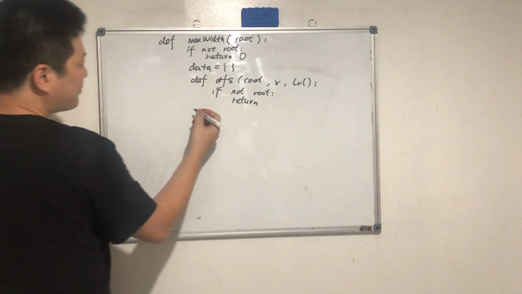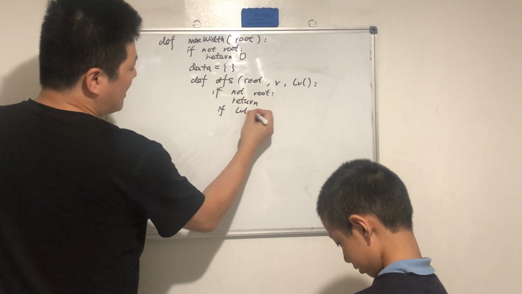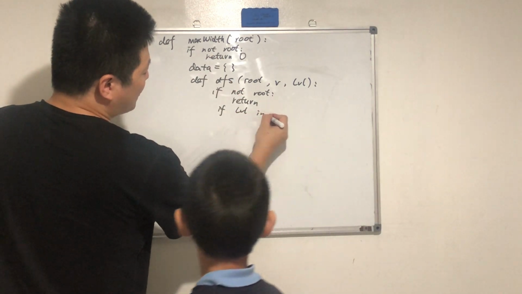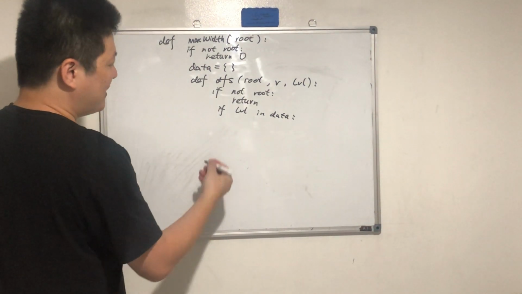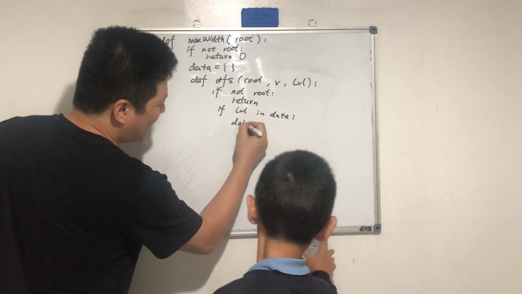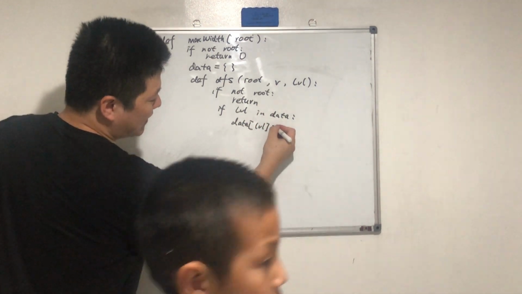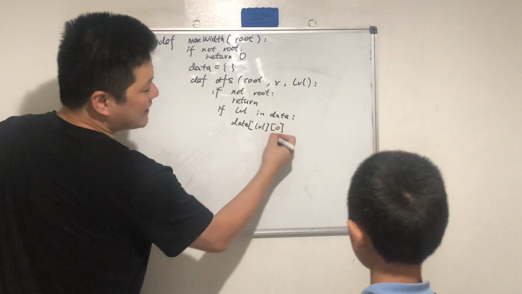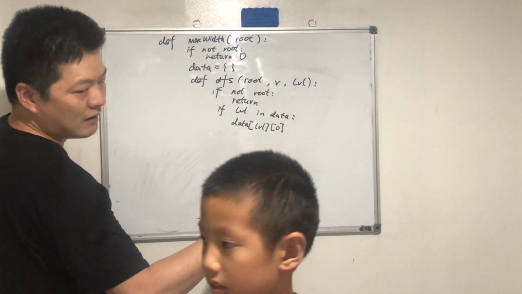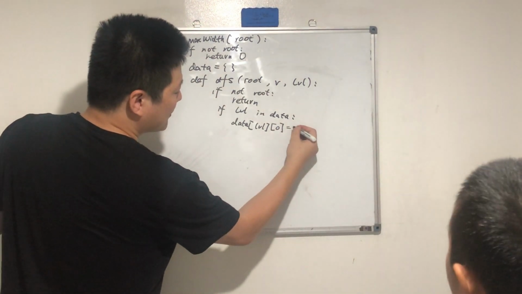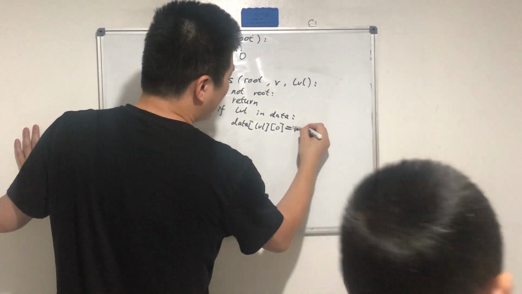Now we got this level. If level in data, what does it mean? It means we have visited this before, right? Then data at level: this is the key, and the value is what? Let's say 0 is the left and 1 is the right. Equals what? The max. 0 will be the left, it will be the min.